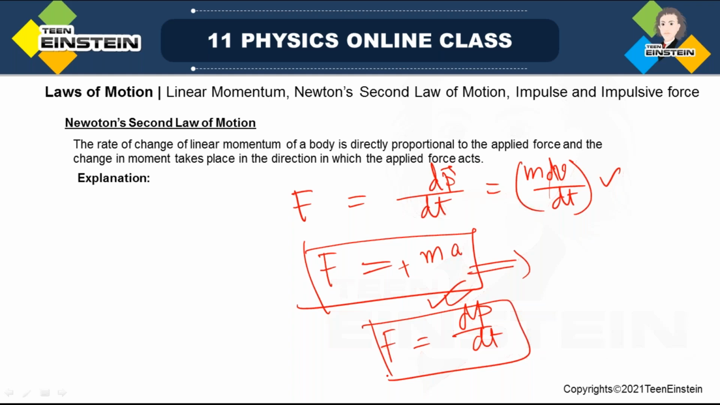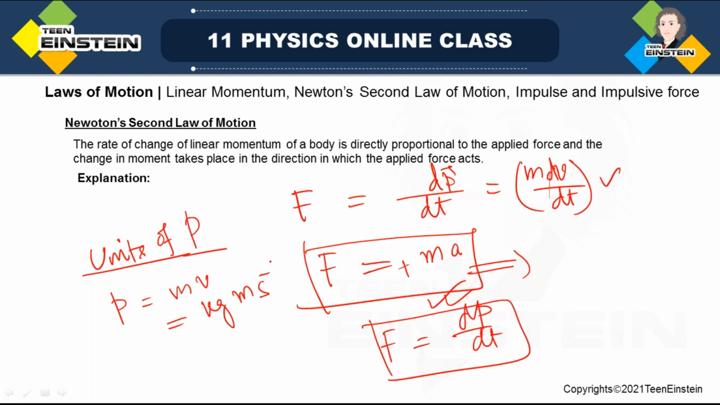Okay, I forgot to mention the units of linear momentum. Linear momentum is denoted by P. P is given by mv, so the unit is kg meter per second. This is the SI unit for linear momentum.